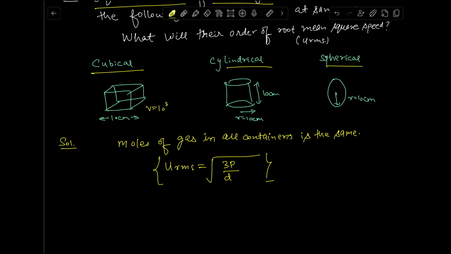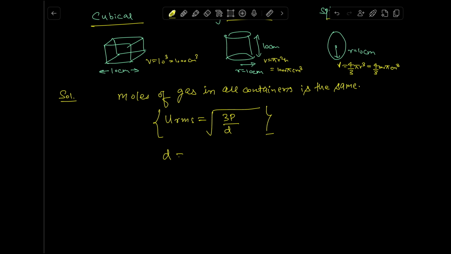If we calculate the volume in each container, it will come out to be, for cubical, 1000 centimeter cube; for cylindrical, that is pi r square h, 1000 pi centimeter cube; for spherical, it will come out to be 4000 by 3 pi centimeter cube, right?